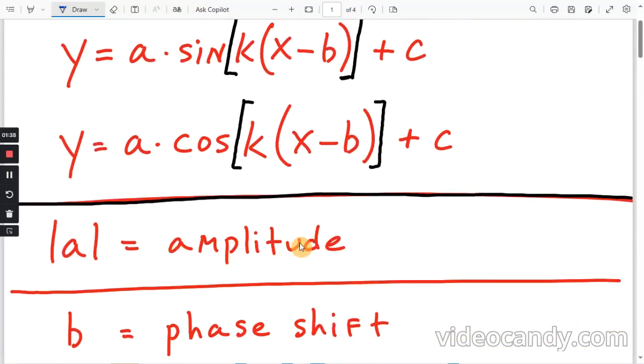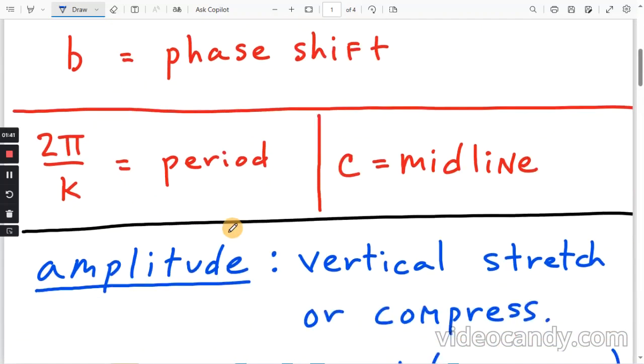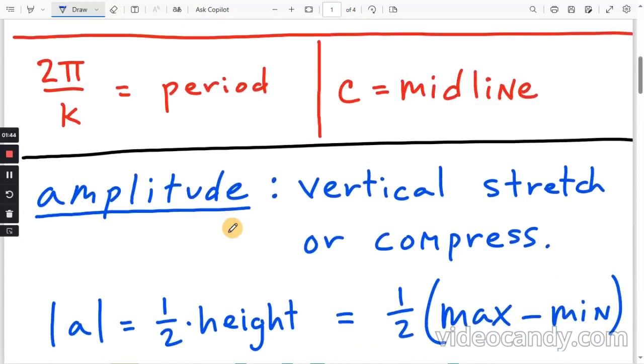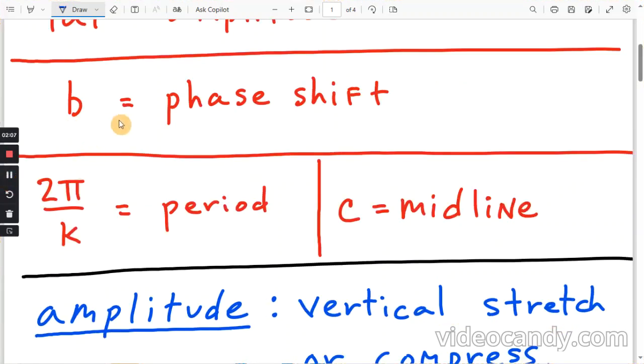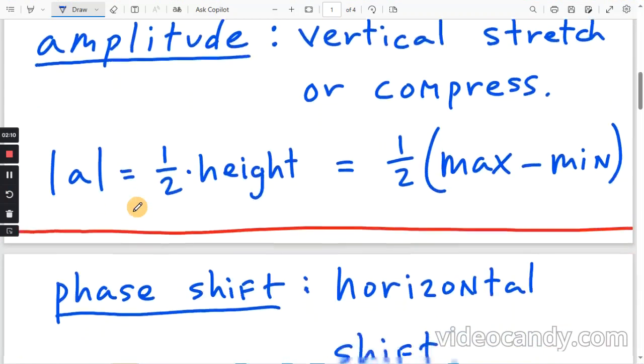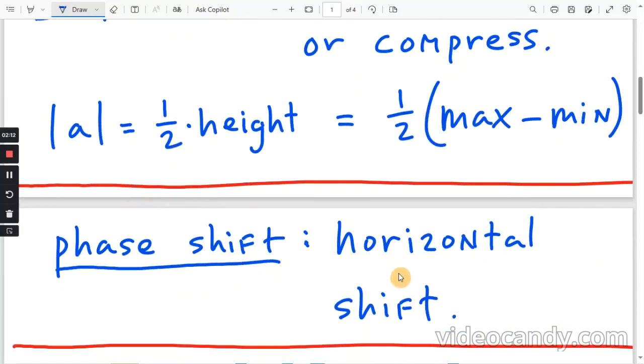So as far as the amplitude is concerned, the definition is that it is the vertical stretch or compression of the function. I'll show you on the diagram. But basically, the formula for the absolute value, the amplitude, is 1/2 times the height, or you can say it's 1/2 of the maximum minus the minimum. Now, as far as b, the phase shift, that is the horizontal shift, the left-right shift.